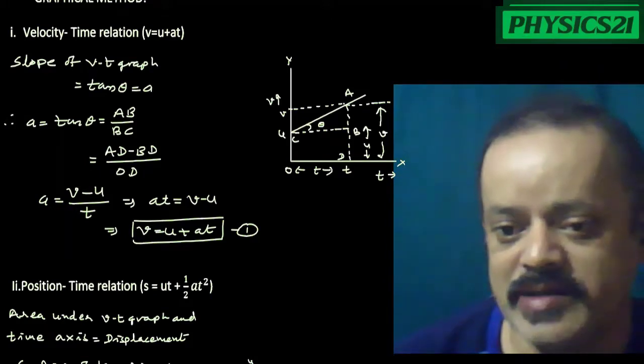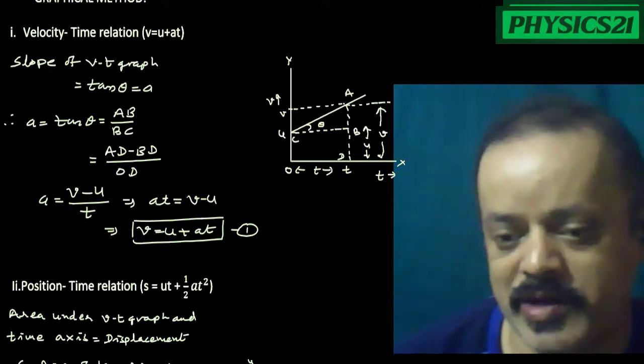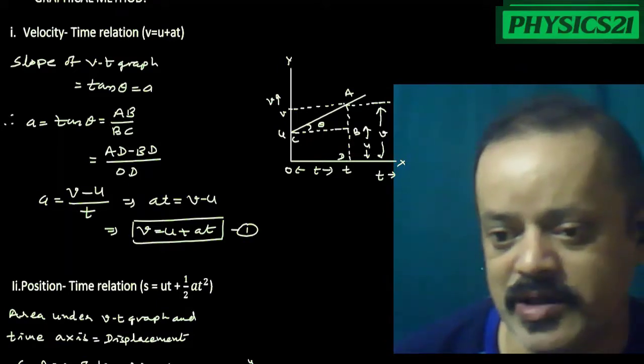So we get a is equal to (v minus u) divided by t. As we further simplify it, we get v is equal to u plus at. This is the first equation of motion by the graphical method.